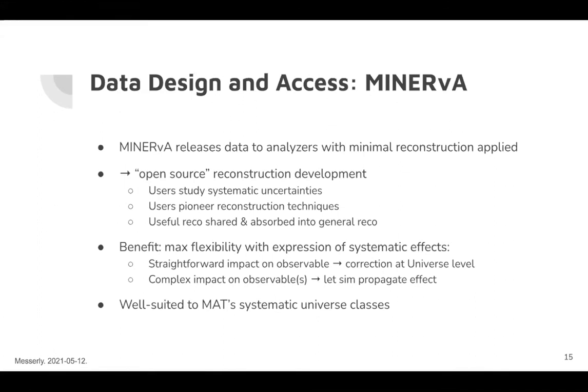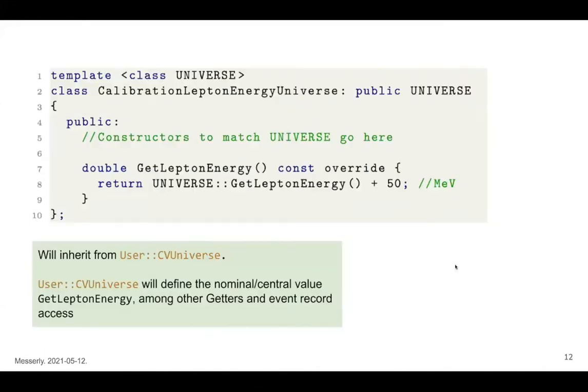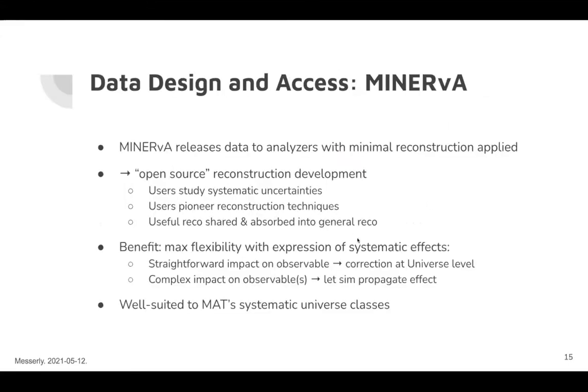So if you know that a systematic has a straightforward impact on an observable, then you can make the correction at the universe level. This is sort of like the plus 50. If you just know that the lepton energy is shifted by some systematic by 50 MeV, that's easy. You can just do that at the universe level.